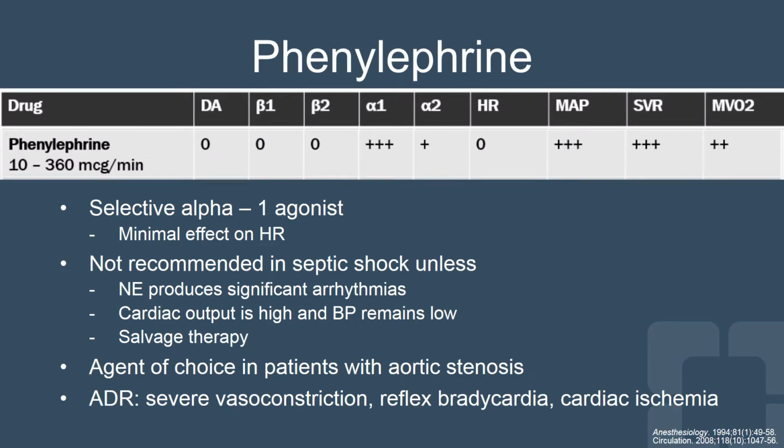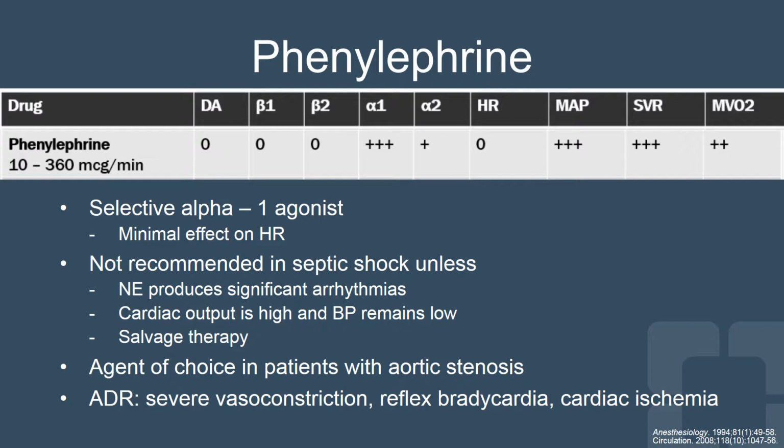Phenylephrine is the next vasopressor that we'll discuss. Phenylephrine is unique because it's a pure alpha agonist. It does not have any effects on heart rate, directly at least. It's not recommended in septic shock unless the norepinephrine that you're using, again, that first line agent, produces significant arrhythmias. Or you can consider it when patients have a cardiac output that's high, but their blood pressure remains low, where you don't need any function on the heart itself, but you do need to augment blood pressure a little bit. Or you can use it as salvage therapy, where the patient's already on 3-4 pressors, and you need to add another agent to continue therapy for this patient.